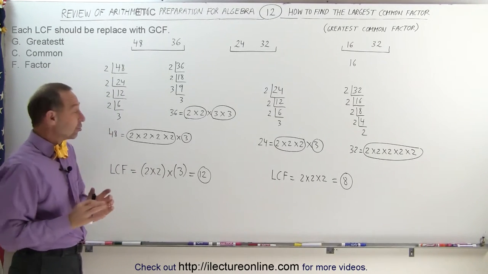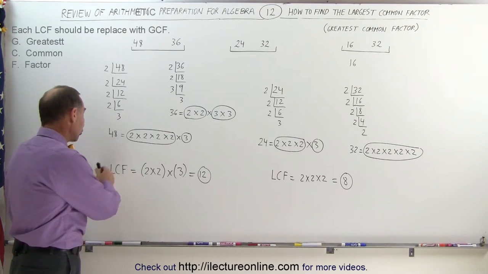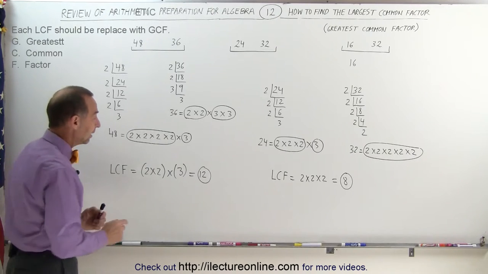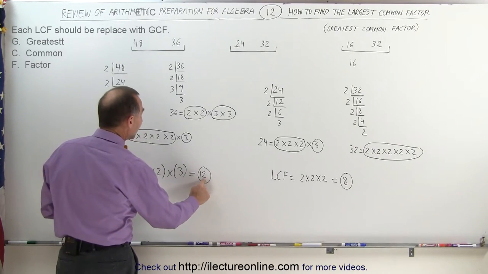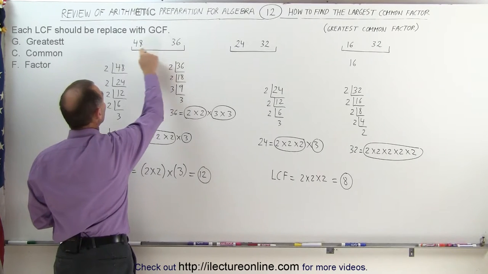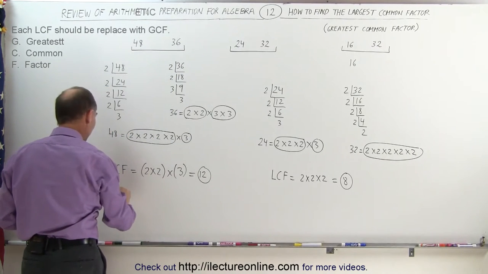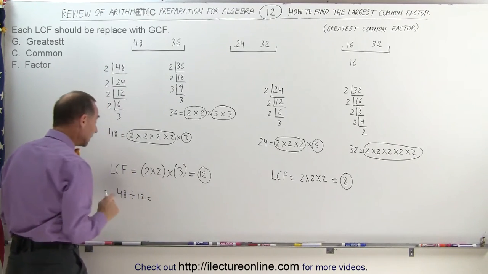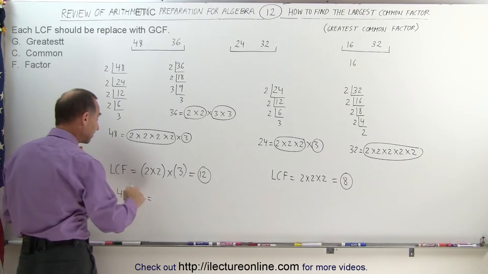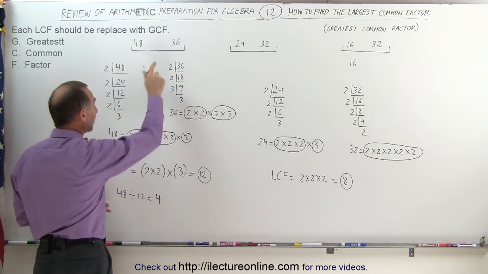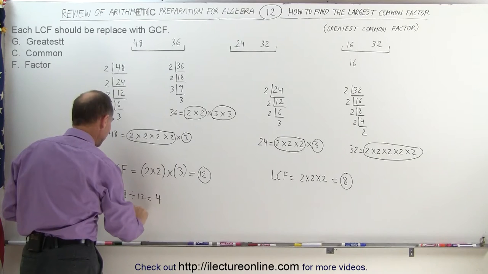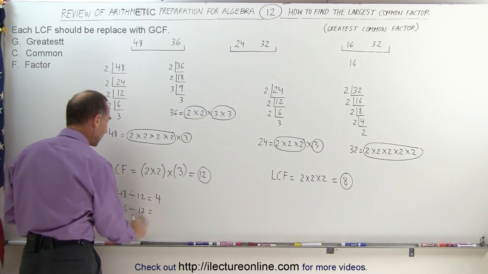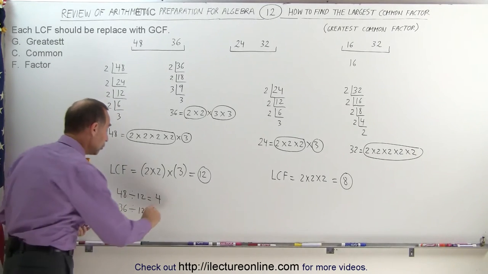Now, to make sure that everybody understands what we really mean by the largest common factor, or the greatest common factor, what we should do, and it's also a really good check, is take the number that we found and see if it fits evenly into the initial two numbers. In other words, if I take 48 and divide it by 12, do I get an integer number? The answer is yes. 12 goes into 48 exactly 4 times. Same with the number 36. Divided by the largest common factor, 12, we better get an integer here. 36 divided by 12 is indeed 3, no remainder.